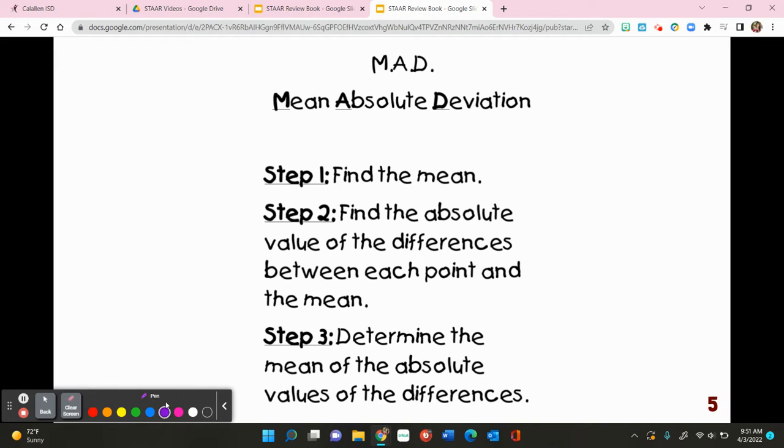In this video, we're going to be finding mean absolute deviation. Mean absolute deviation means we are finding the average distance between each data point and the mean of our set. So, here are our steps.